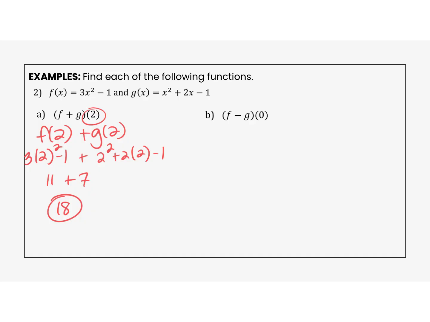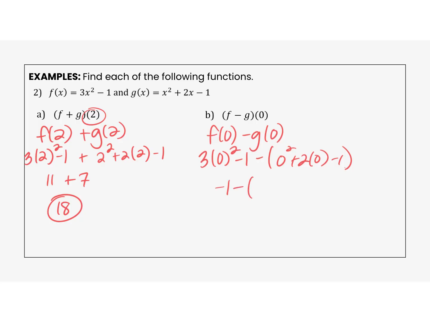When I look at f minus g of 0, again, I'm taking f of 0 minus g of 0. So I'm plugging in 0 for x. So I get 3 times 0 squared minus 1 minus, again, I'm putting this in parentheses because I'm subtracting whatever this value is. So I get 0 squared plus 2 times 0 minus 1. 0 squared is 0 times 3 is still 0. So I get minus 1 there, minus 0 squared, 0, plus 2 times 0, 0. 0 plus 0 minus 1 is minus 1.